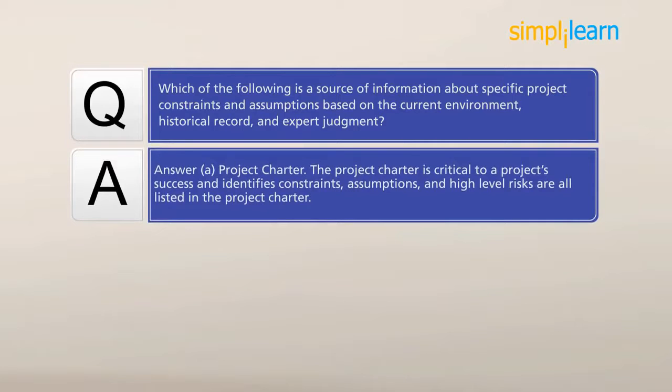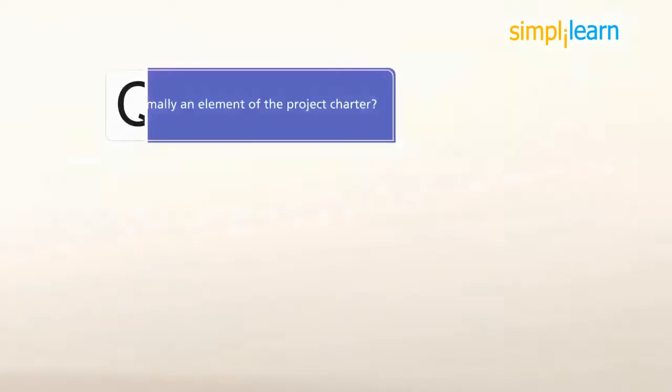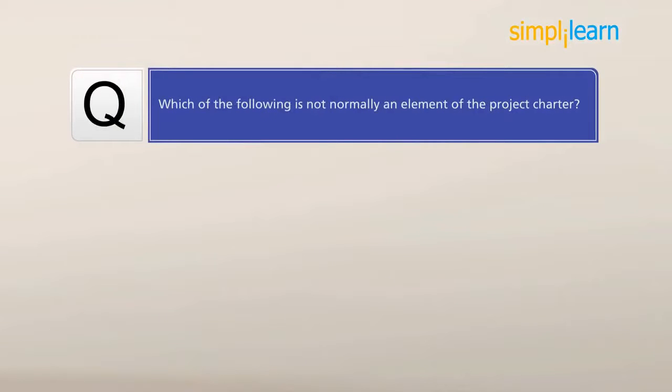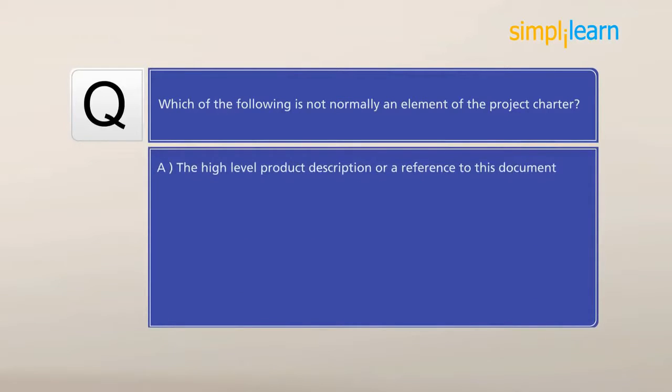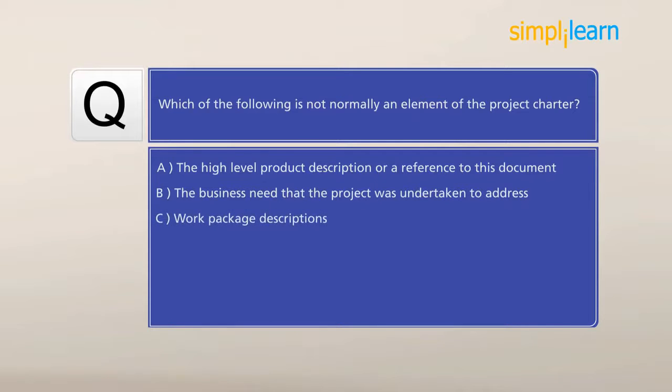The project charter is critical to a project's success and identifies constraints, assumptions, and high-level risks that are all listed in the project charter. Question 2. Which of the following is not normally an element of the project charter? A, the product description or a reference to this document. B, the business need that the project was undertaken to address. C, work package descriptions. Or D, the formal authorization to apply organizational resources to project activities.